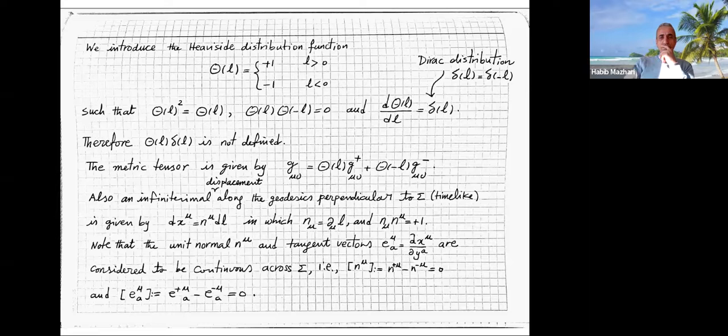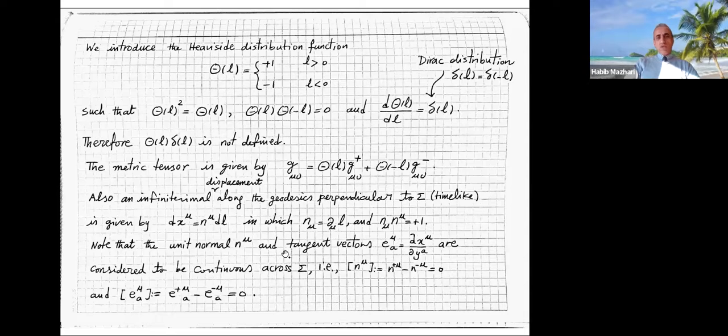Okay, now, as I already said, l here is the proper distance on a geodesic normal to the surface. Therefore, dx^μ on that geodesic is given by n^μ dl. This is very much clear. And also we can simply show that from dx^μ equal n^μ dl, n_μ is equal to ∂_μ l, because l is the proper distance. And of course, here we consider n^μ n_μ to be 1, because it is the unit normal, a space-like vector.